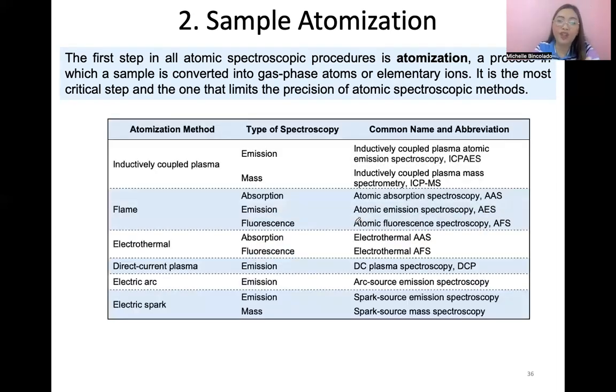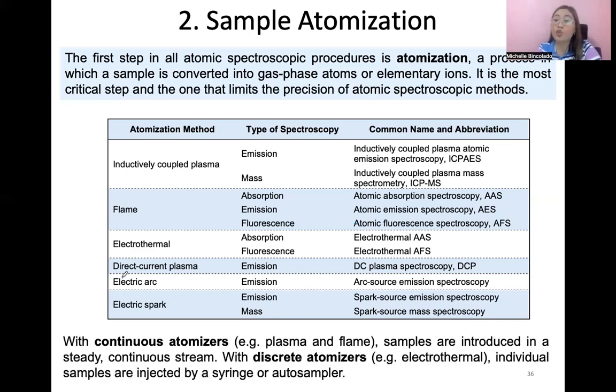So guys, in your manual, you have there various atomization methods used in specific types of spectroscopic technique, ganyan. So familiar tayo sa AAS, AES. So guys, familiarize yourselves with this kasi baka mamaya sa board exam hindi tayo sure kung anong itatanong sa inyo, 'di ba, about AAS. So pinaka-common guys dito, of course, flame. So flame can be used for absorption, emission, fluorescence. And ayan ang AAS, AES, at saka AFS. So other atomization methods are ICP, inductively coupled plasma, electrothermal, DC plasma, electric arc, and electric spark.